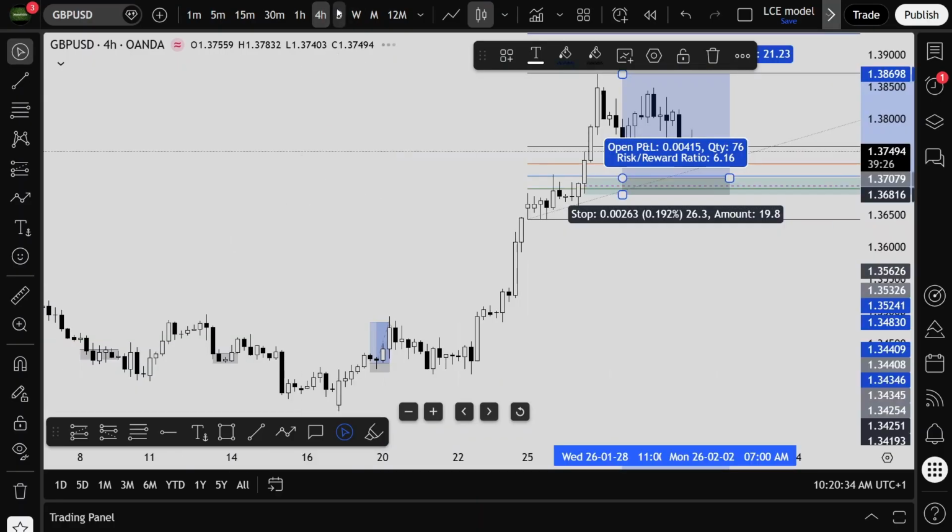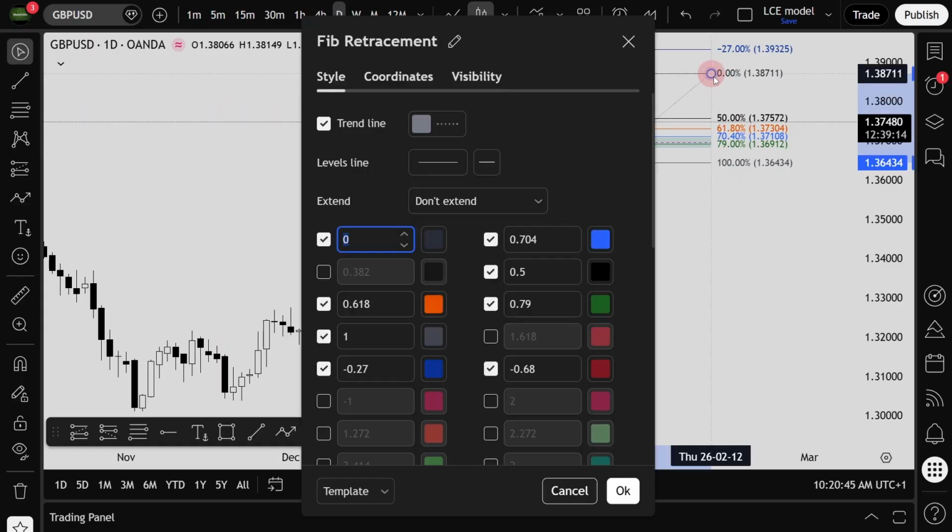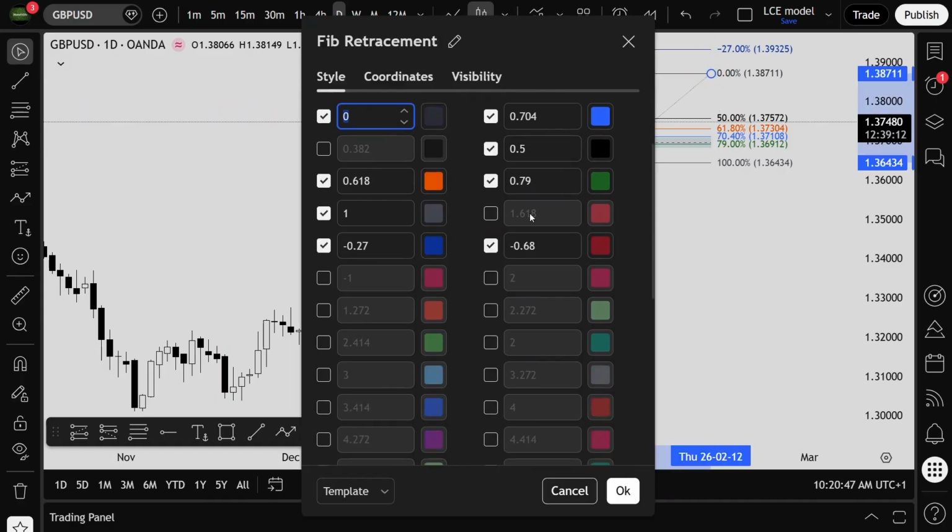So we are bullish on GBP USD, and price has created this fair value gap. We measure with our Fibonacci, and it gives us the 70.40% level. Now let me open the Fibonacci settings. Look at the settings. These are the levels you want to turn on: 0, 0.618, 1, minus 0.27, 0.704, 0.5, 0.79, and minus 0.68.